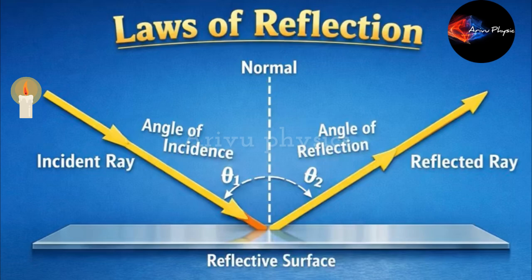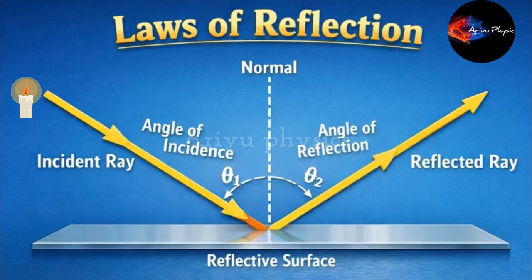Now let's state laws of reflection. The first one is the angle of incidence is equal to the angle of reflection. In this figure, theta 1 is the angle of incidence and theta 2 is the angle of reflection. As per the law, angle of incidence theta 1 should be equal to angle of reflection theta 2.